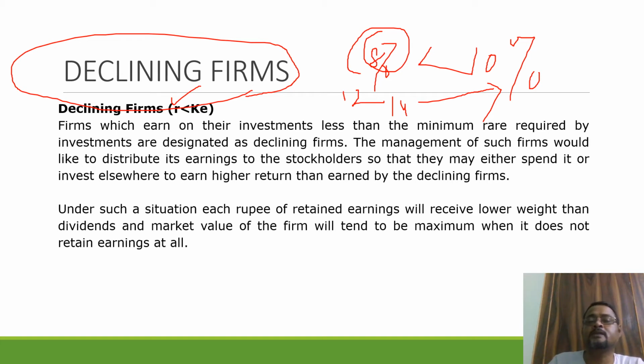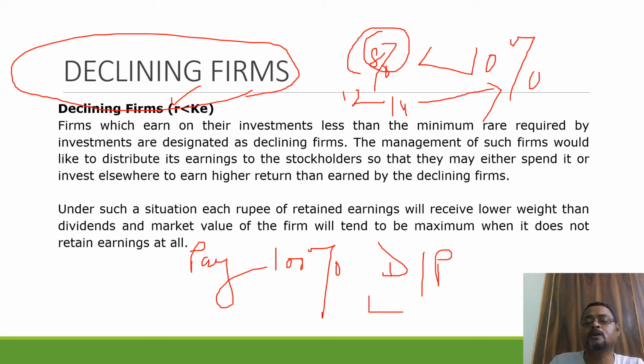That means shareholders expect that such firms do not retain earnings for reinvestment. Rather, because the growth is going to be very limited in the long term, the shareholders expect such firms' management to make lower reinvestment and pay higher dividends. So the optimal dividend policy would be to pay 100% DP. That means the stock prices will be highest when E is equal to D, earnings per share equal to dividend per share.